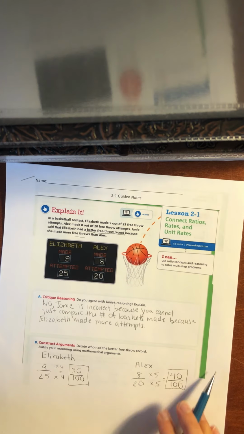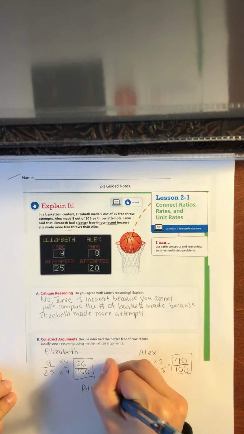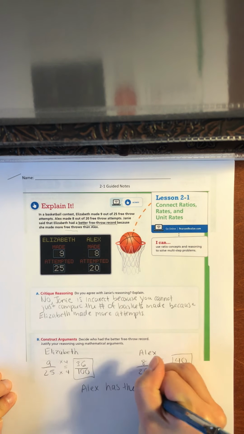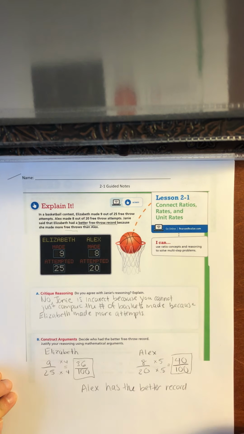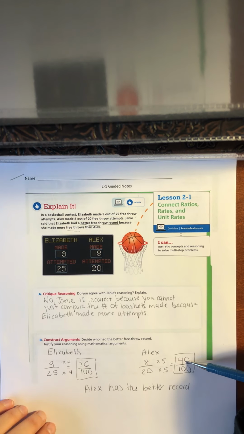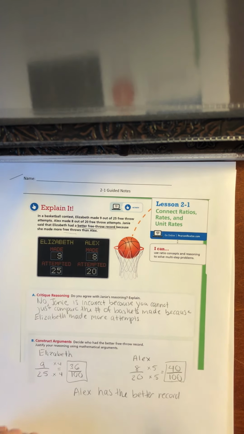Okay, which one had the better free throw record? That would be Alex. Alex has the better record because she made 40 baskets out of 100 while Elizabeth only made 36. Okay, next.